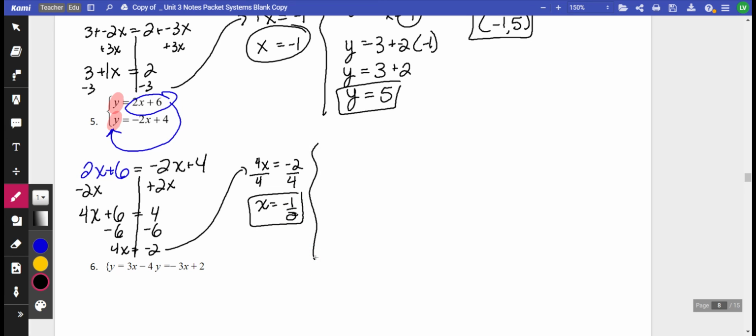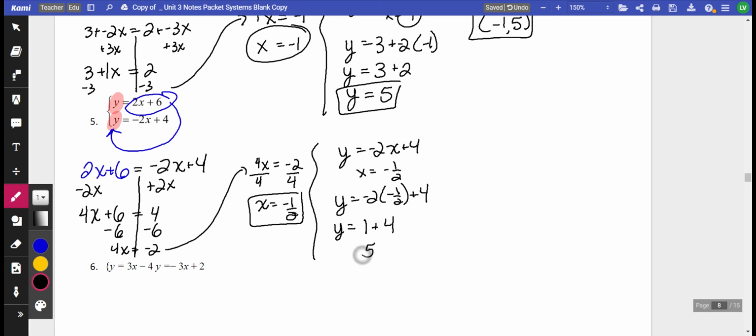This time I'm going to use my second equation. Y equals negative 2x plus 4. And I'm going to use x equals negative 1/2. So y equals negative 2 times negative 1/2 plus 4. Y equals, well, negative 2 times negative 1/2 is a positive 1 plus 4. 1 plus 4 is 5. I bring down my y. Y is 5. So my ordered pair is negative 1/2, 5.